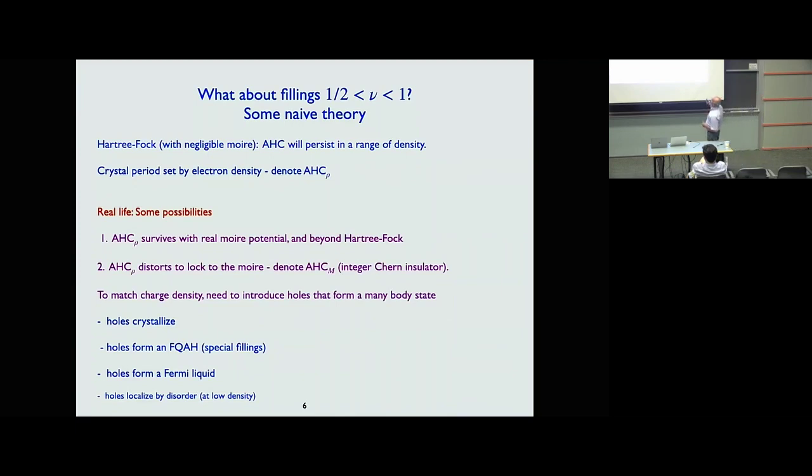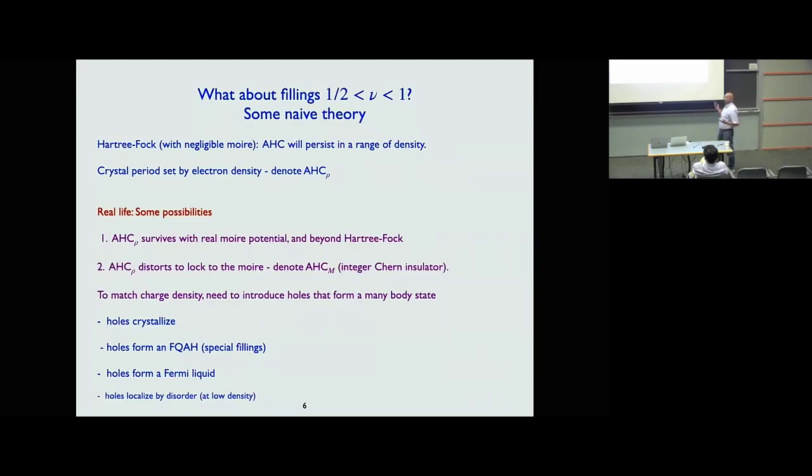But then what happens once you go to lower dopings, to lower fillings? Now, you can answer the question within Hartree-Fock with the negligible Moiré potential, and indeed, you find that in a range of density, the anomalous Hall crystal will survive, and the crystal period will of course be set by the electron density if you don't have any Moiré. It's just going to be determined by the interparticle spacing. And I'll denote this crystal AHC rho. The subscript rho means the crystal period is set by the electron density.